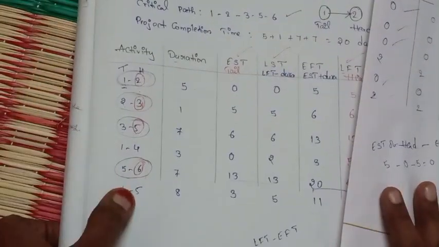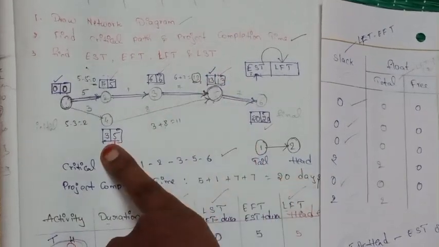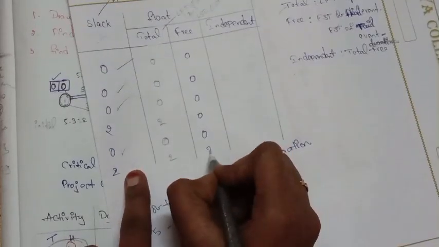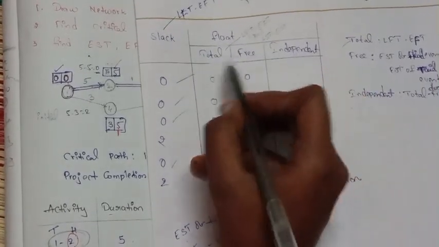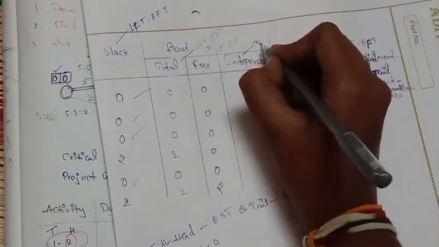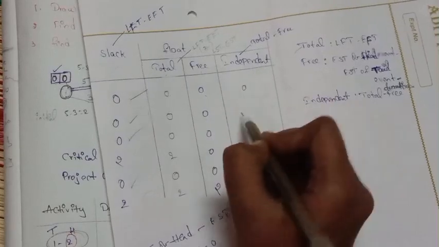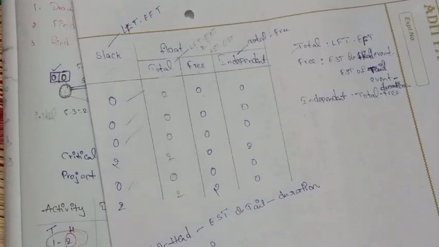Then the last one is 4 to 5. It is 13 minus 3, 10, minus 8, 2. So this is our free float. And independent float means total float minus free float. Now just subtract: 0 minus 0, 0. Here also 0, 0. 2 minus 0, 2, 0, and then 2.